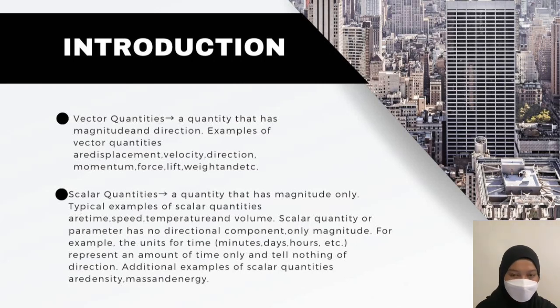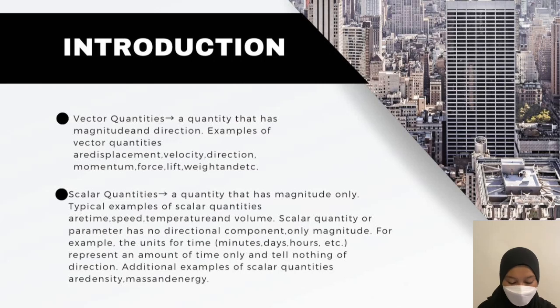Now, the introduction. Vector quantities are quantities that have magnitude and direction. Examples of vector quantities are displacement, velocity, momentum, force, lift, and weight. Second point, scalar quantities are quantities that have magnitude only. Typical examples of scalar quantities are time, speed, temperature, and volume.